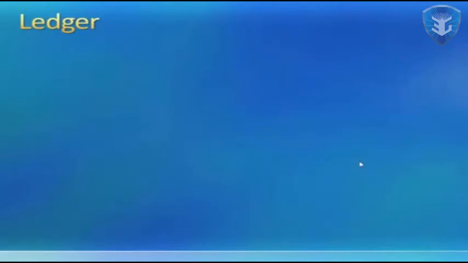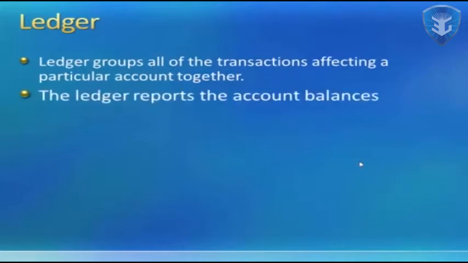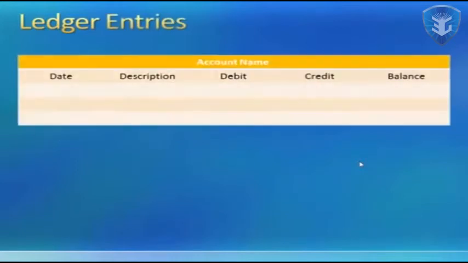Next, we want to take a careful look at the ledger. The ledger groups all of the transactions affecting a particular account together. The ledger reports the account balance, and a T account is a way to conveniently represent the ledger. So let's take a more careful look at the ledger. The ledger includes an account name as well as a balance. The debit and credit columns are still there, as well as a description.